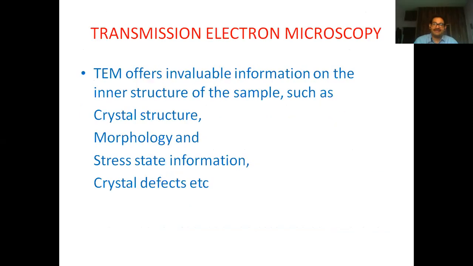What information does TEM produce? TEM offers invaluable information on the inner structure of the sample, because the beam passes through a thin cross section of the specimen. It gives the crystal structure, morphology, stress information, and the various dislocations or crystal defects present in the specimen. So internal structural properties are what we normally get from TEM.